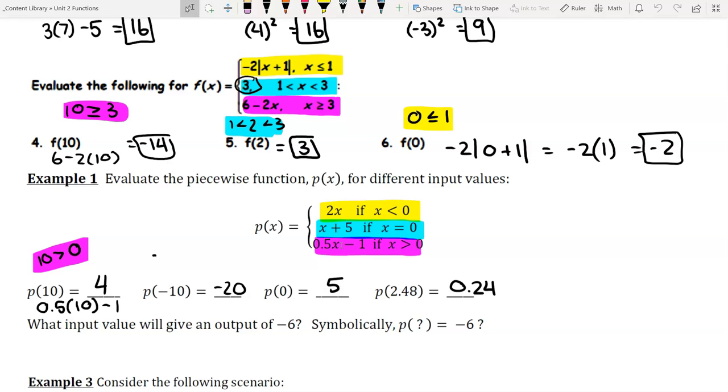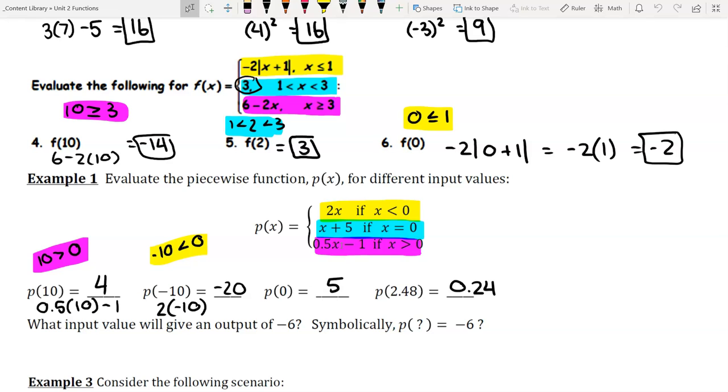Negative 10. Let's talk about negative 10. Where does it fall? Well, it can't be the pink one. It's not bigger than 0. It's not equal to 0. So it has to be less than 0, which is our yellow. Okay, our yellow equation is 2 times x. So 2 times negative 10 gives me negative 20.